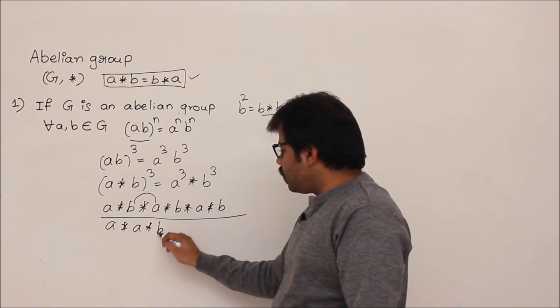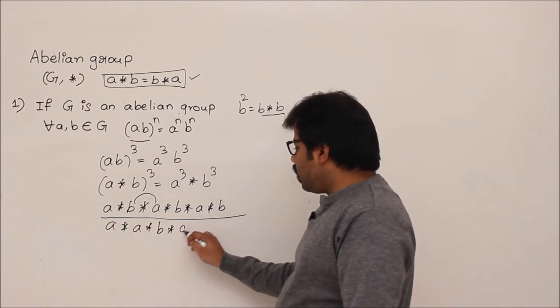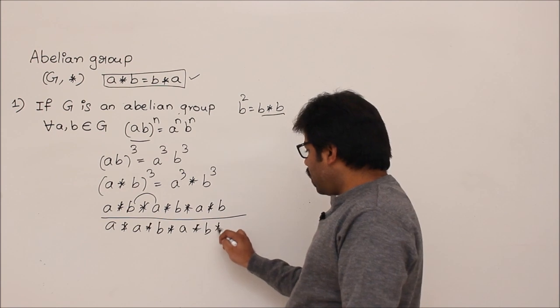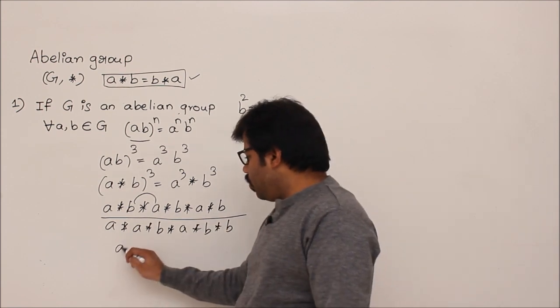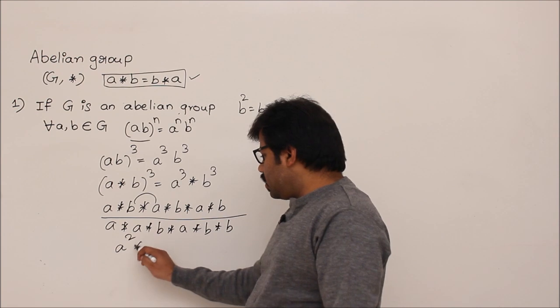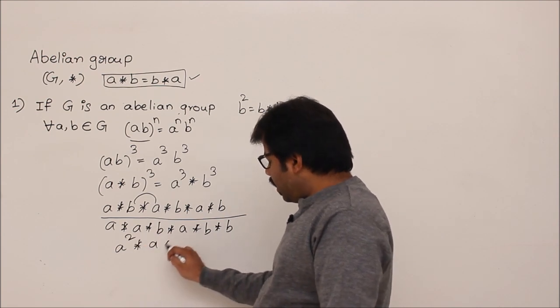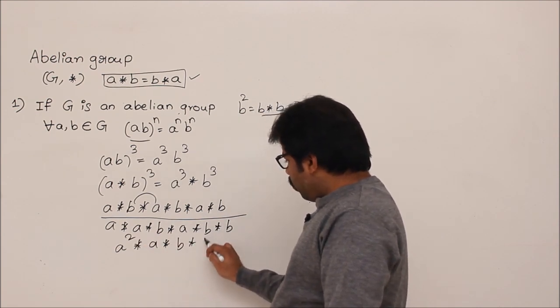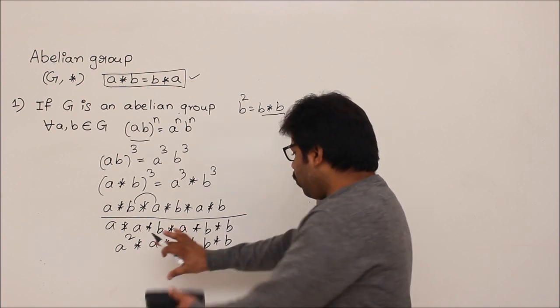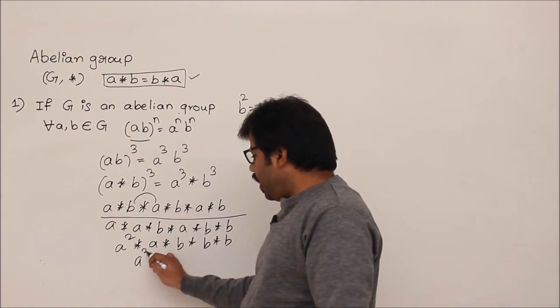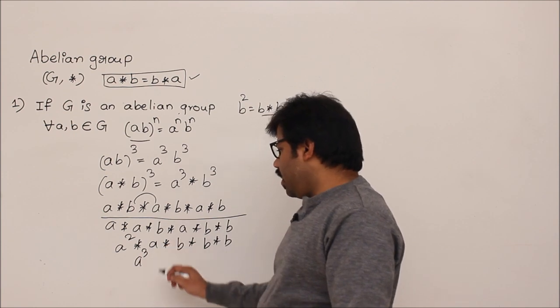This is the way we are doing it actually. So again, b star a is nothing but a star b followed by star b. Now you see, this would become a star a square star b star a. I can write a star b star b star b. We are simply sending b's this side. It would become a cube, a square star a cube.